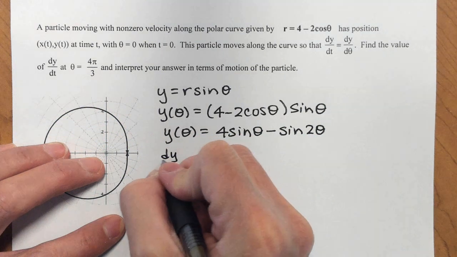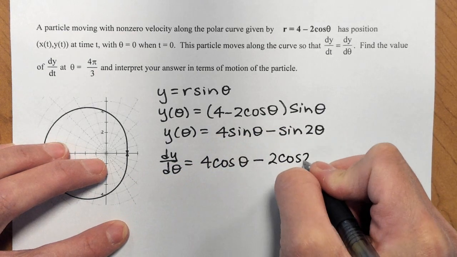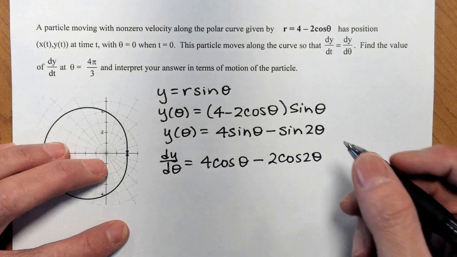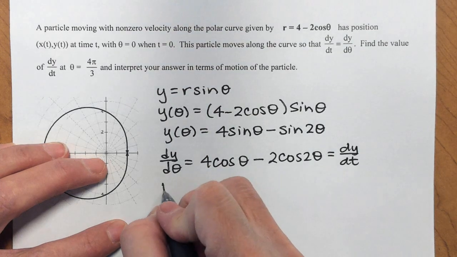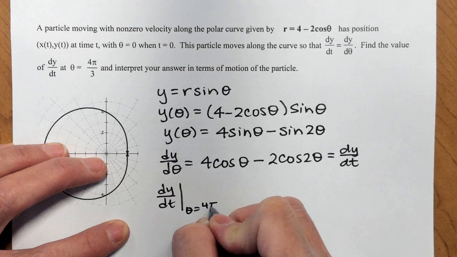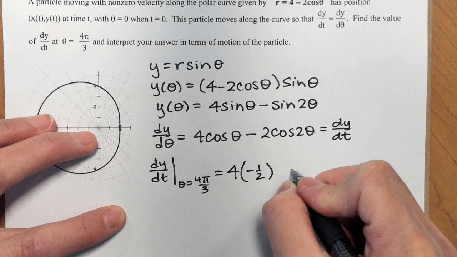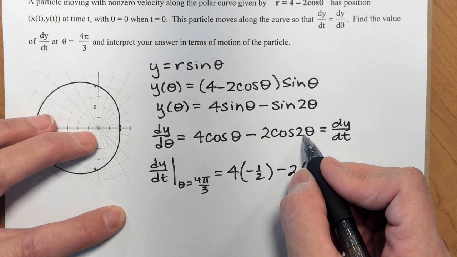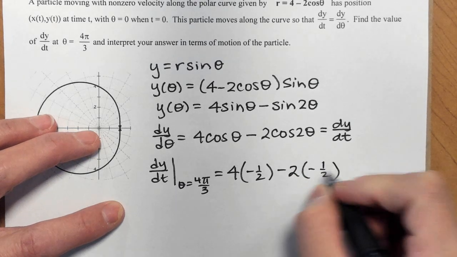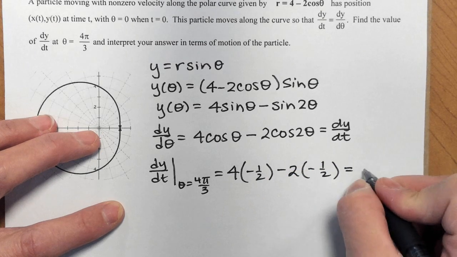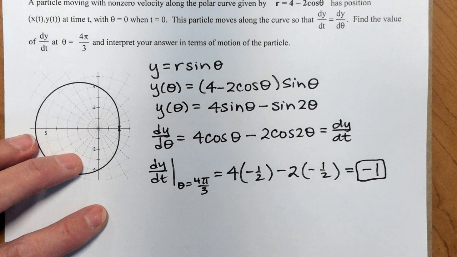Okay, so dy/dθ is 4 cos θ minus, this is going to be 2 cos 2θ. And they've already told us that dy/dθ equals dy/dt. And now we are trying to find dy/dt when θ equals 4π/3. So that's going to be 4 times the cosine of 4π/3, which is negative 1/2, minus 2. I'm going to put that 4π/3 in there, and I'm going to get the cosine of 8π/3, which is the same place as 2π/3, which is also negative 1/2. And I'm going to have negative 2 plus 1, which is negative 1. Okay, so I know that dy/dt is negative 1.